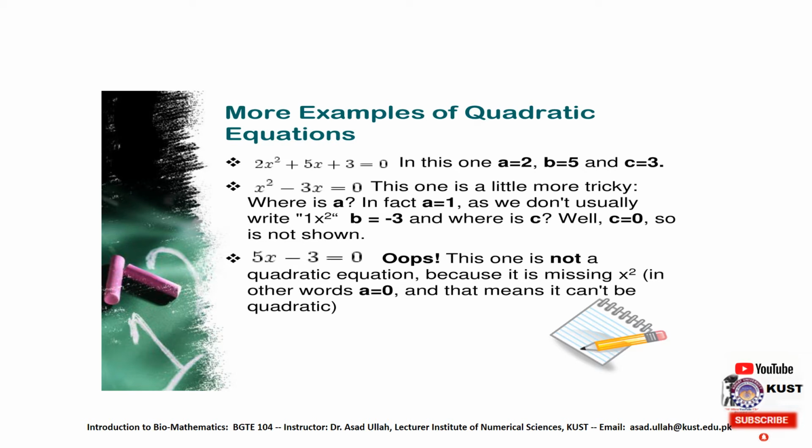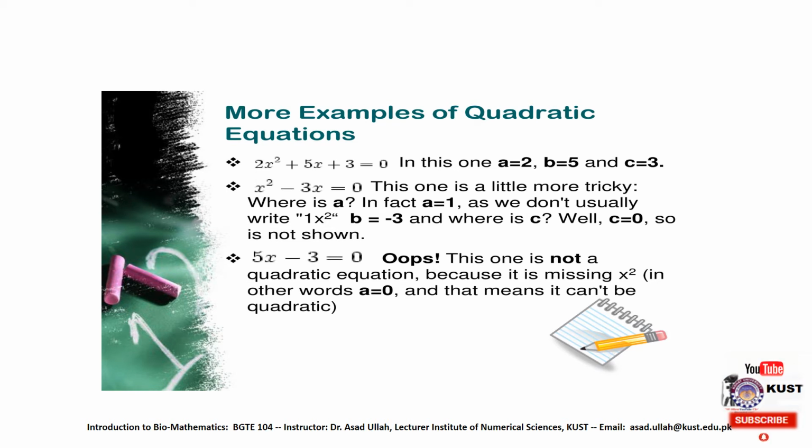Here we present some more examples of quadratic equations. Number 1, 2x square plus 5x plus 3 is equal to 0. Comparing this equation with the general form of the quadratic equation, we get a is equal to 2, b is equal to 5, and c is equal to 3.